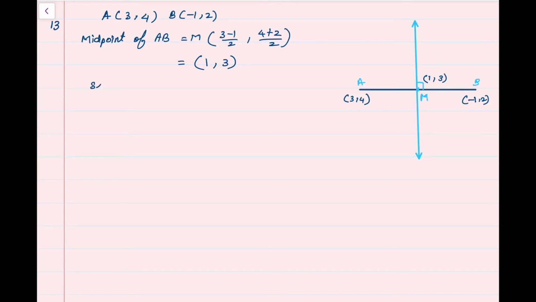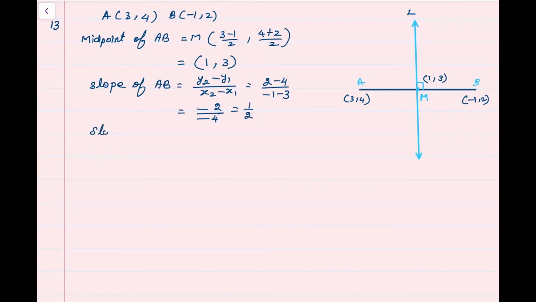We will get the slope of AB. When 2 points are given, the slope is y2 minus y1 divided by x2 minus x1. It is 2 minus 4 divided by minus 1 minus 3. Minus 2 divided by minus 4, which is half. Therefore, slope of the perpendicular line L is negative of its reciprocal using the formula m1 m2 equal to minus 1.